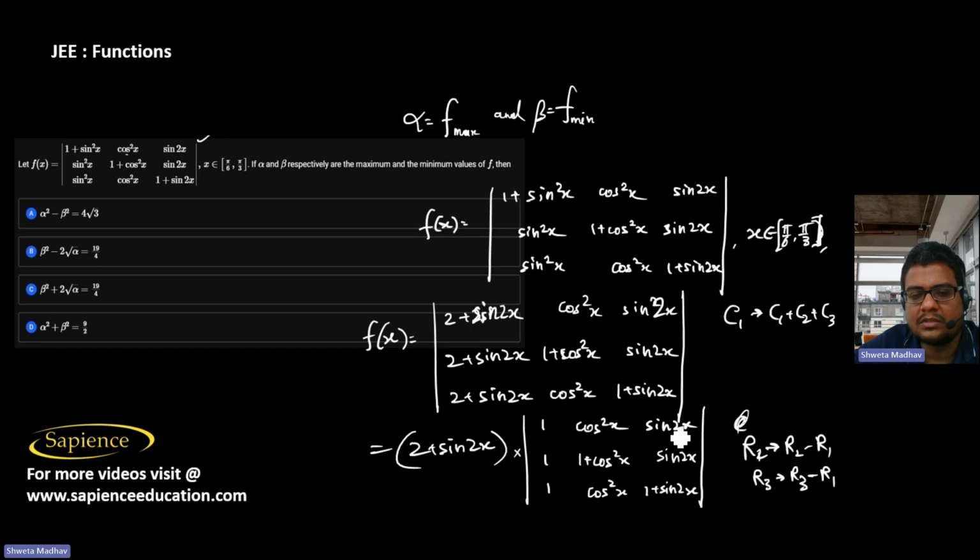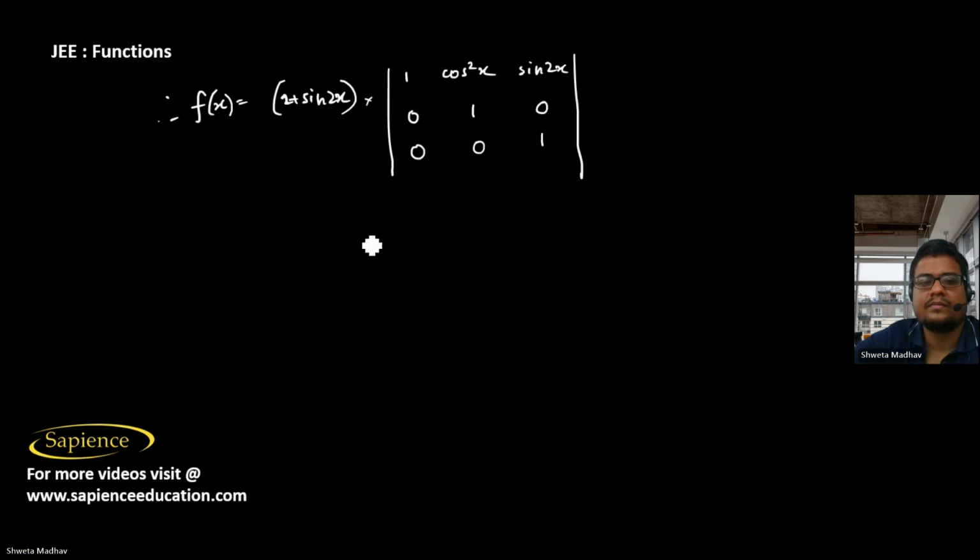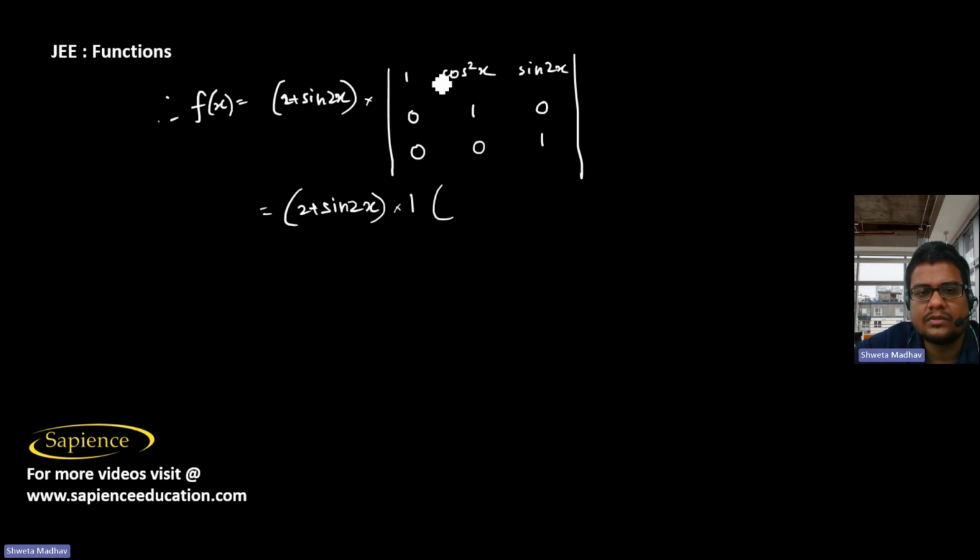1 plus sine 2x minus sine 2x, that will be 1. So this will be 2 plus sine 2x into, if we expand this determinant along the first column, then we will get 1 into, first row and first column we will exclude. So this will be 1 minus 1 into 1 minus 0. So this will be 1 only. So therefore f of x is nothing but 2 plus sine 2x.